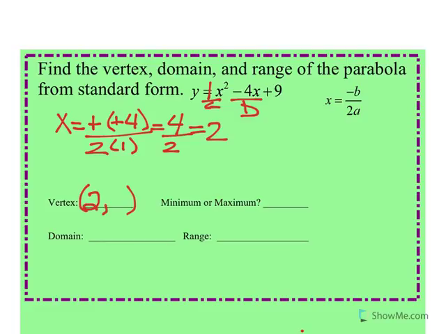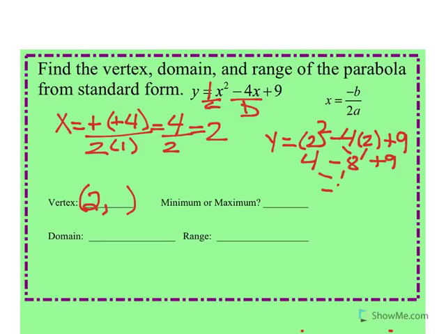Now I just need to find the y value. Well, y is equal to x squared, so there's my 2 squared, minus 4x, so 4 times 2, plus 9. 2 squared, 2 times 2 is 4. Negative 4 minus 2 is negative 8, plus 9. 4 minus 8 is negative 4, plus 9 is positive 5. So the y-coordinate of the vertex is 5. So the vertex is (2, 5).